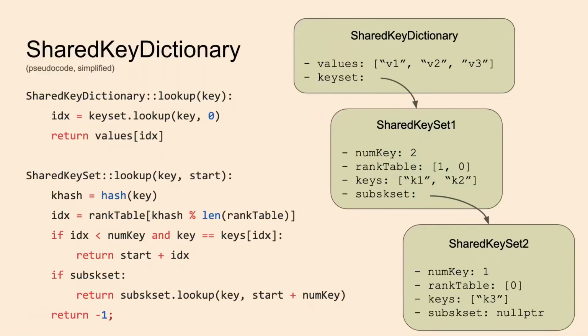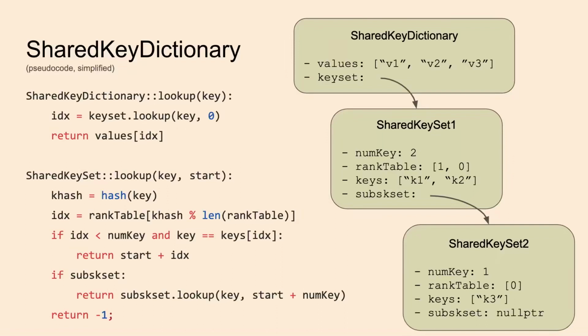It's a dictionary, so its purpose is to look up keys to values, or map keys to values. The lookup method is really simple. It just looks up an index in a key set. So every SharedKeyDictionary has a shared key set. And then that index is used to index into some array. Okay, so that's quite simple. Most of the magic happens in the shared key set. And so what that does is something like compute a hash of the key, use that hash to index into something called a rank table, which is an array of indices.